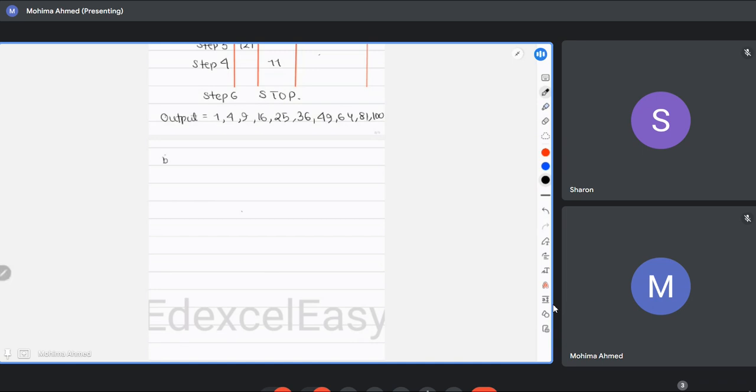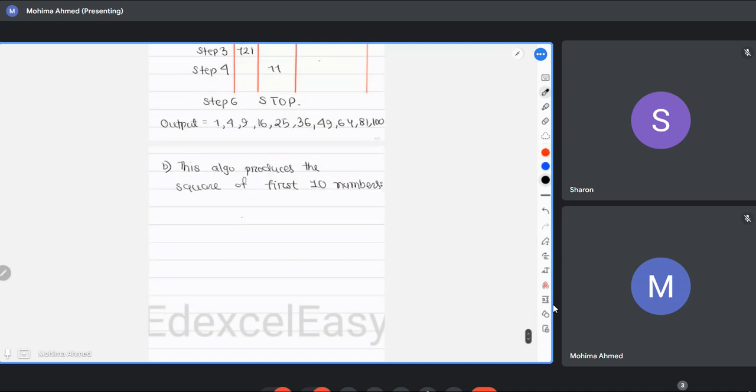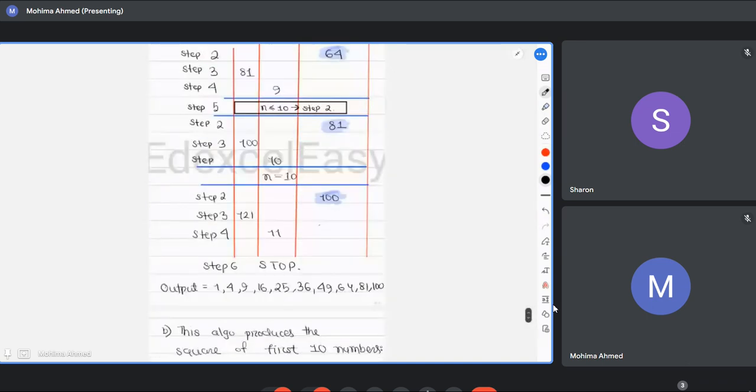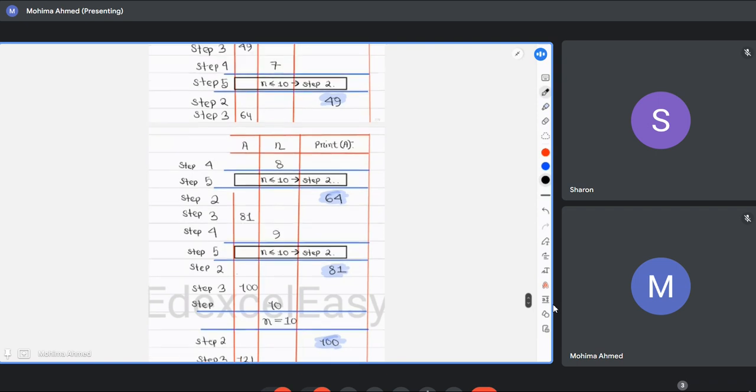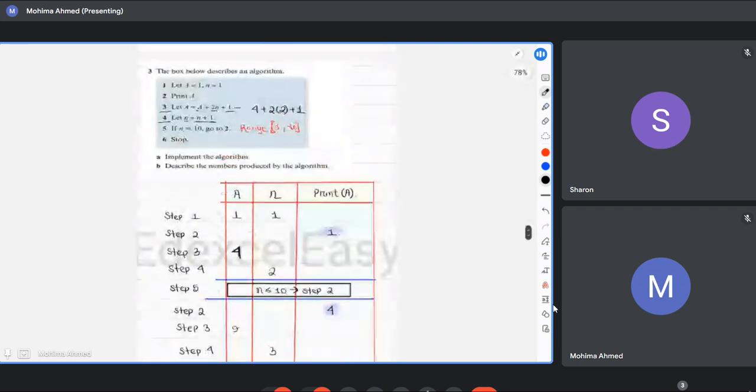Sorry. For part B now, this algorithm produces the square of first 10 numbers. Wait, sorry. One minute. Read this question, read the entire instructions, and let me know if you have any problems so far.